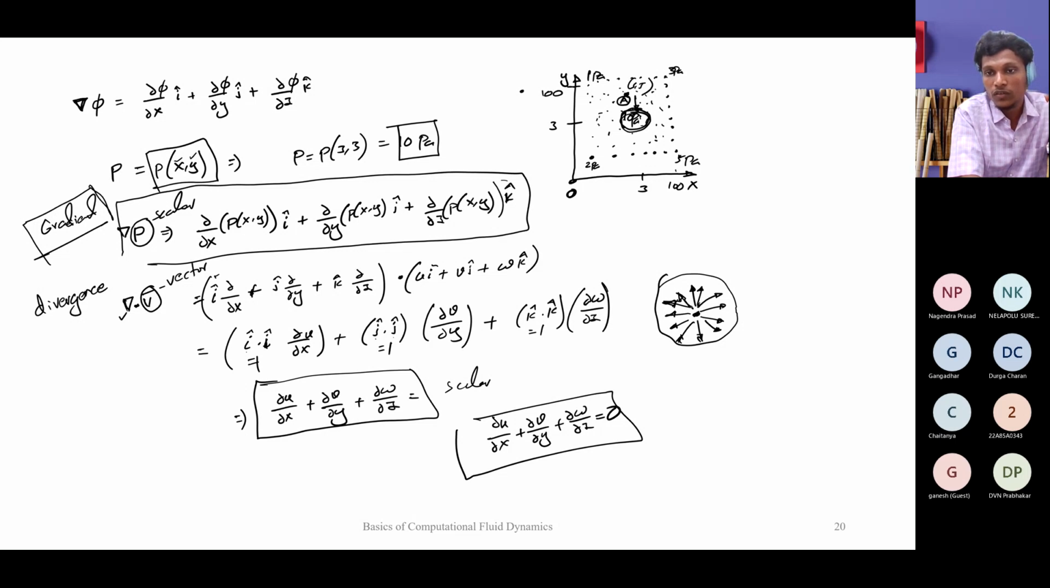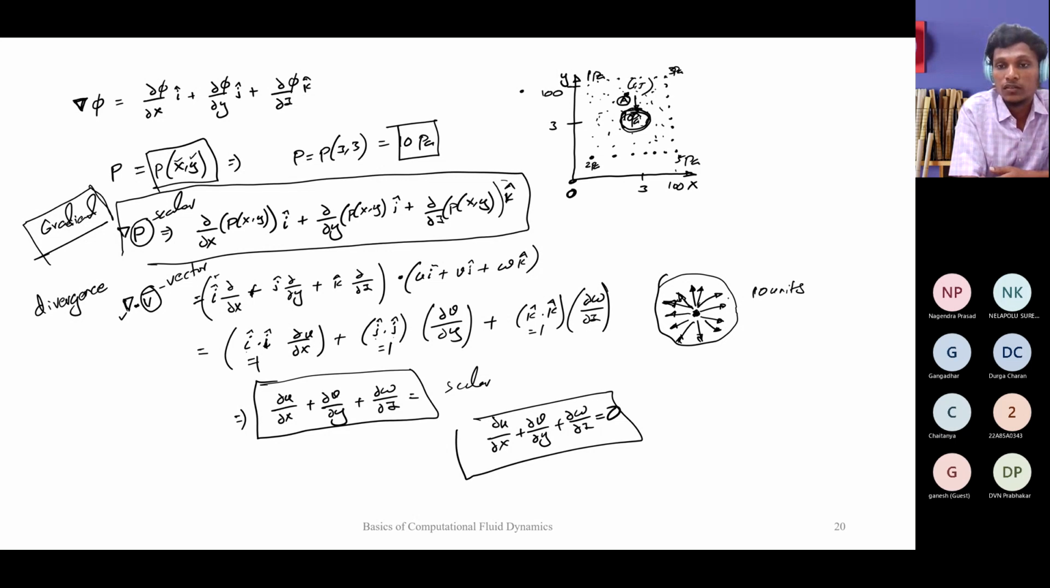Though we have velocity vectors all rapidly moving in the outward direction, that means you should have some mass flow rate emerging from this point. If you are saying this amount of mass flow rate is coming out, then there should be a finite value of divergence. Whatever fluid is emerging from this point should be some finite amount, say 10 units. Then how do you calculate it?